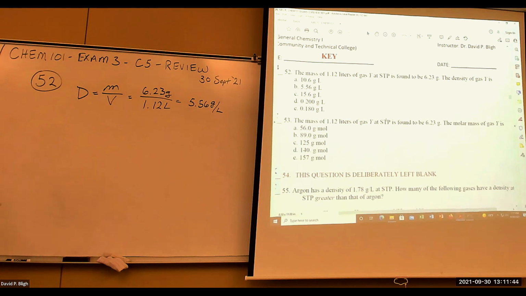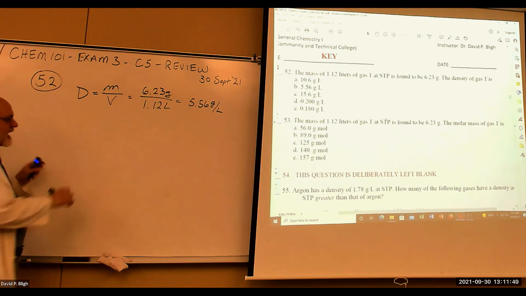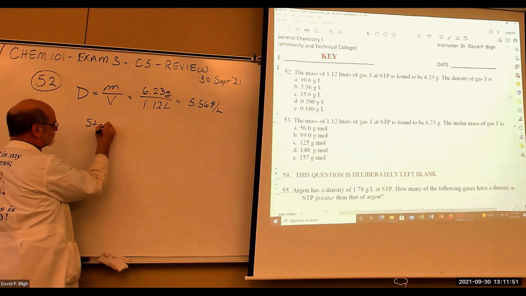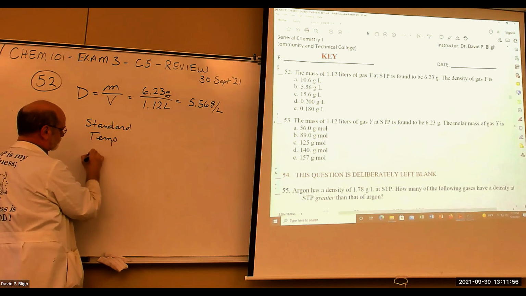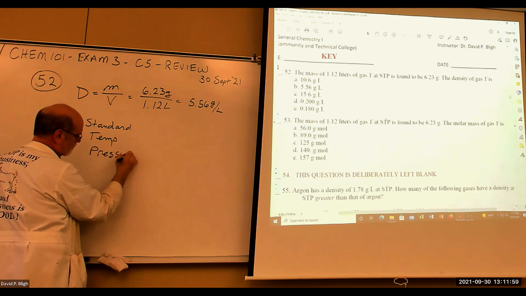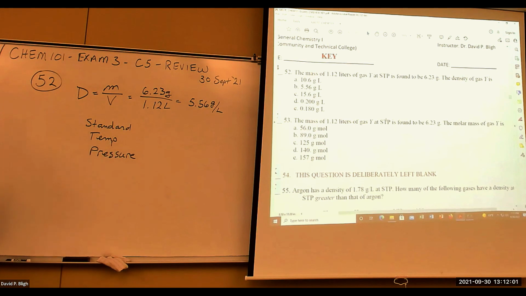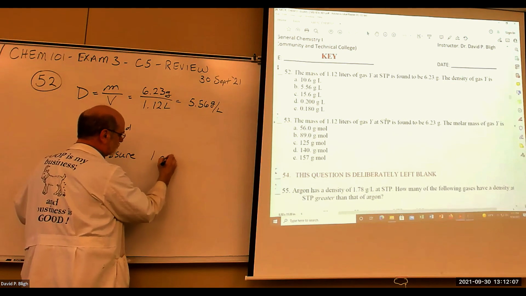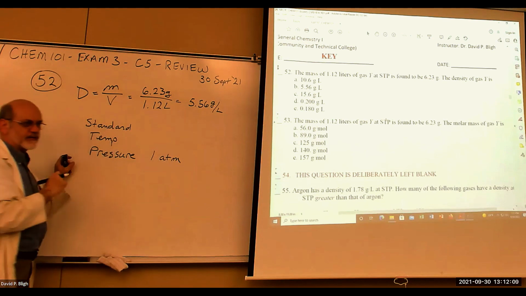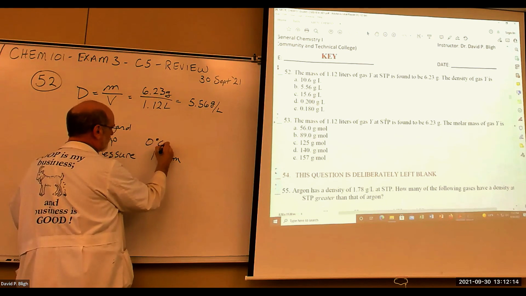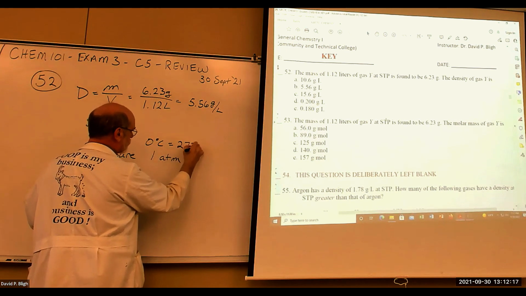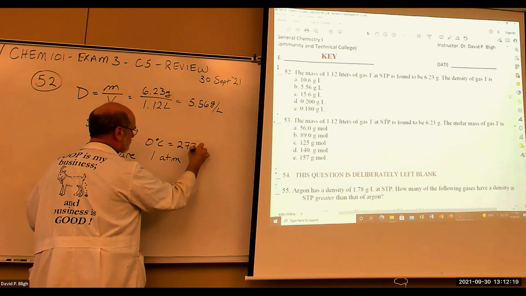I think the reason I stopped on this problem, and the next one, as a matter of fact, is STP. Did I ever tell you what STP was? Standard temperature and pressure. Okay, what's standard temperature and pressure for a gas? Pressure is 1 atmosphere. Standard temperature for a gas is 0 degrees Celsius, which would be equal to 273 Kelvin. Okay.